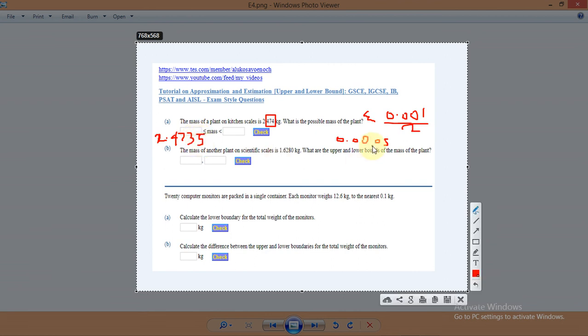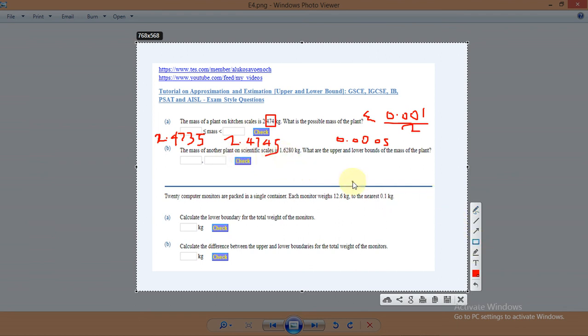This time around, you add it. So add 0.0005 to this guy here. So that is 2.474 plus 0.0005. So that gives me what? 2.4745. Let me check my calculator again. 2.4745. So that's that. So for this one here too, you do the same thing now.